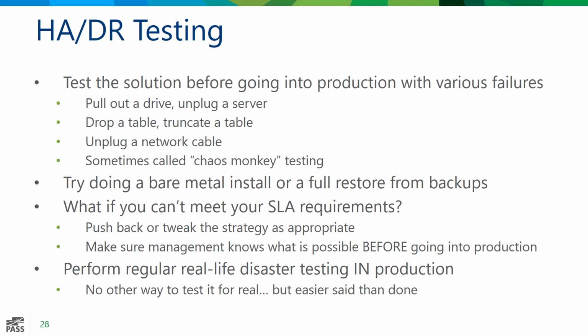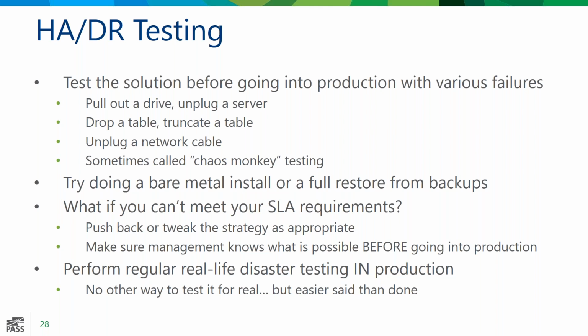And if it turns out as you go through this testing that you can't meet your SLA requirements, you need to go back to the business and say, look, this is the best we can do with what we have available. So we either need to back off on this requirement or give us some more money to improve this. And make sure that they know what you can do before you go into production. Otherwise, you're going to get the blame if you don't meet your SLA requirements.